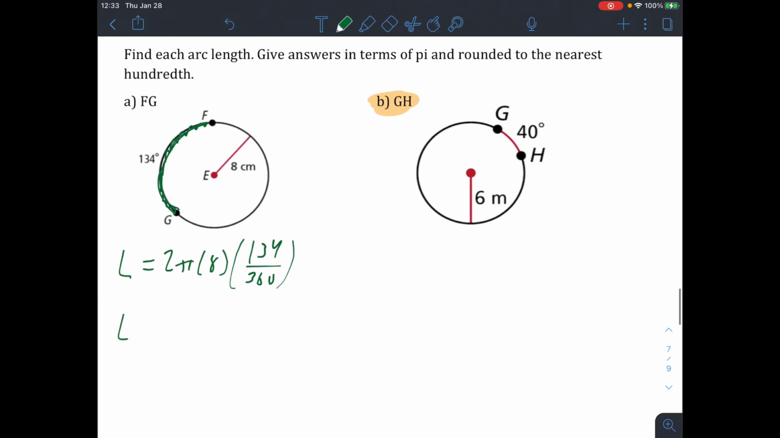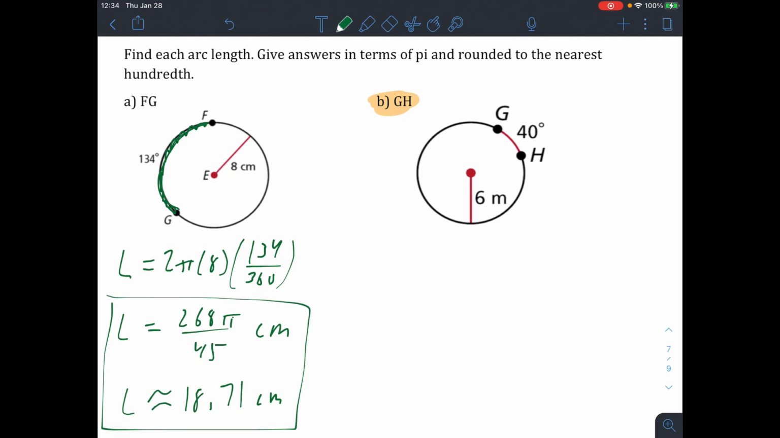Again, if we want an exact answer in terms of pi, we're going to type everything in except for the pi into our calculator and change that into a fraction. And we get 268 pi over 45. And the units for circumference are just one-dimensional, so just centimeters. And if we want that in a rounded form, we can multiply that by pi, and that would give us 18.71 centimeters. Once again, please pause the video at this point to try question B.